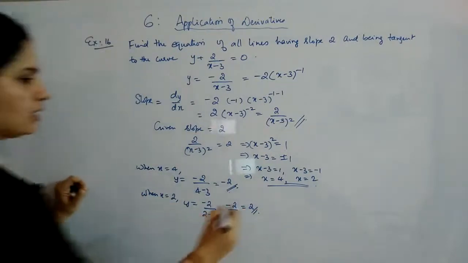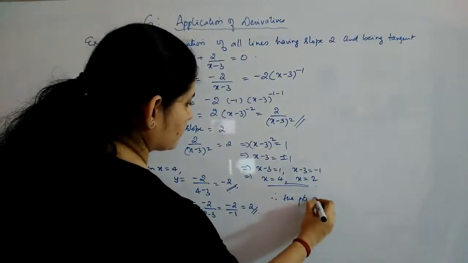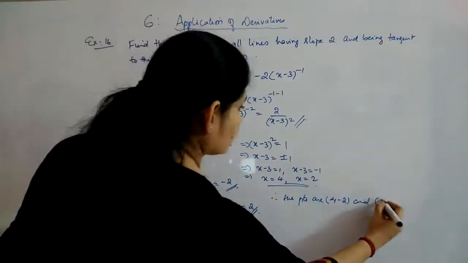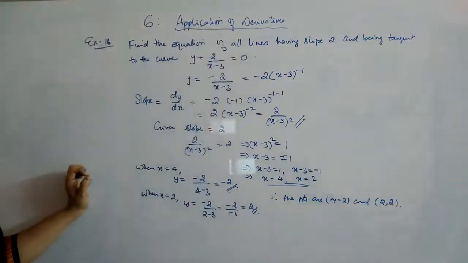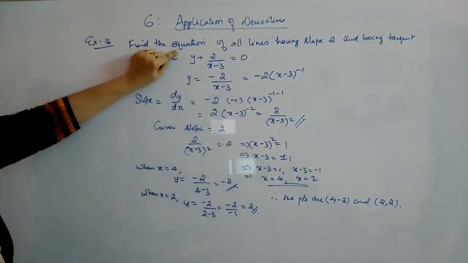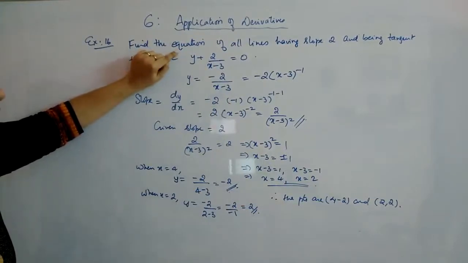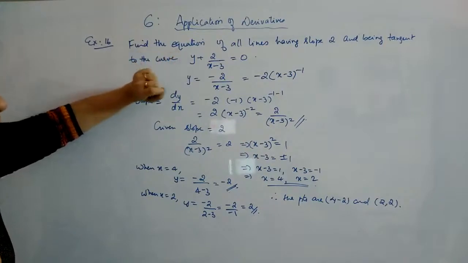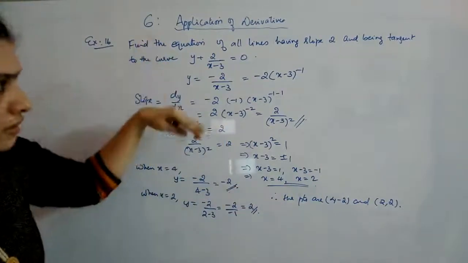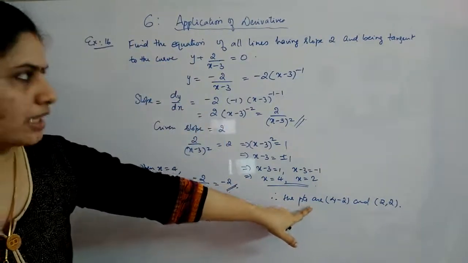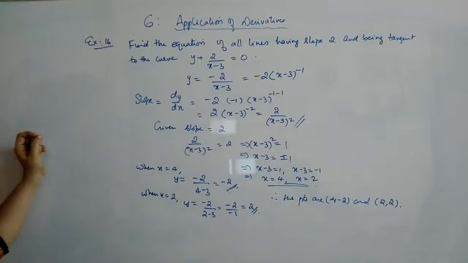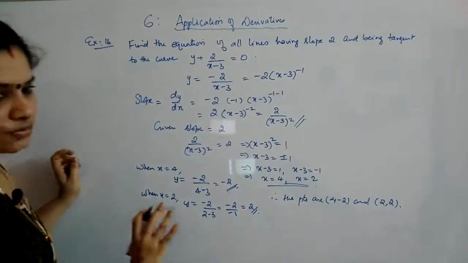So the points which you are getting are 4 comma minus 2 and 2 comma 2. Okay, 2 comma 2 and 4 comma minus 2. Now the question is not that you have to find out the points. The question is to find the equation of all the lines. So you remember the equation of the line when you know the slope and the point it is passing through. The slope is given, so you can use your point slope form, which is y minus y naught equal to m into x minus x naught, to find the equation.